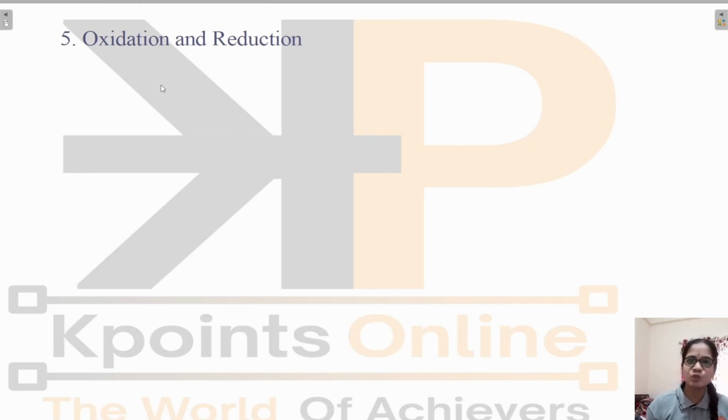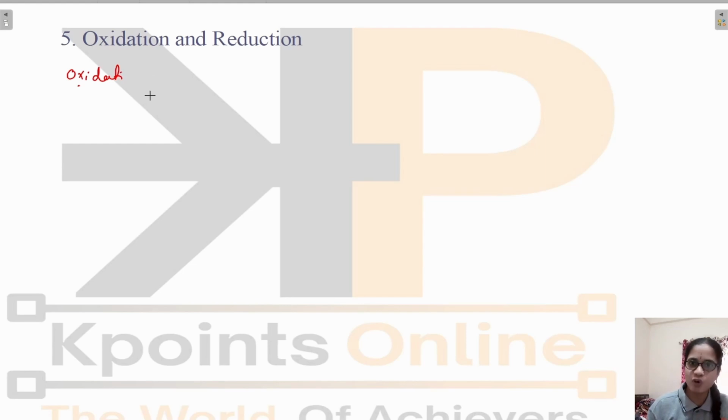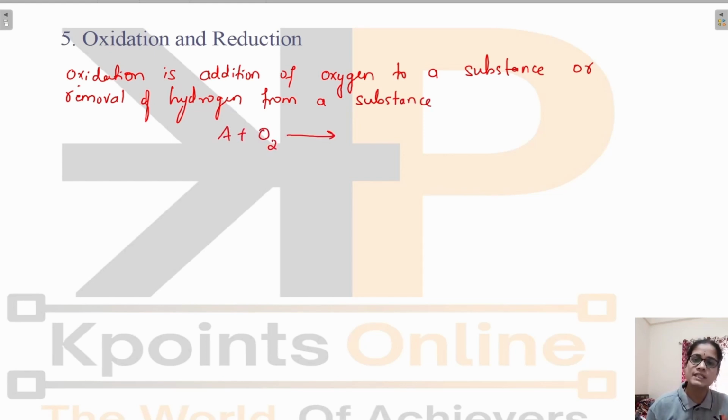Now we are going to discuss oxidation and reduction. Oxidation is addition of oxygen to a substance or removal of hydrogen from a substance. It is called an oxidation reaction. Suppose we are adding oxygen to a substance, it is a general equation, then also it is called oxidation. If you are removing hydrogen from a substance, then also it is called an oxidation reaction.